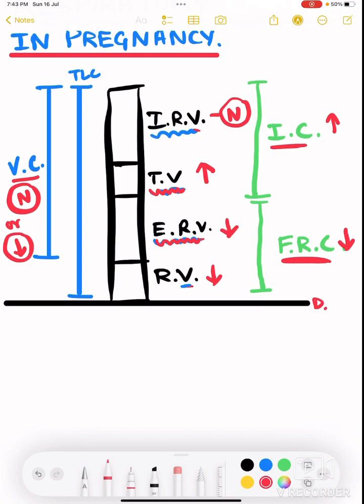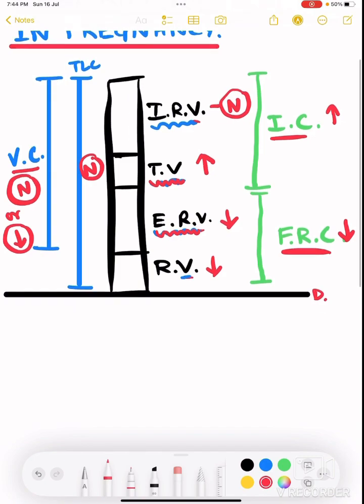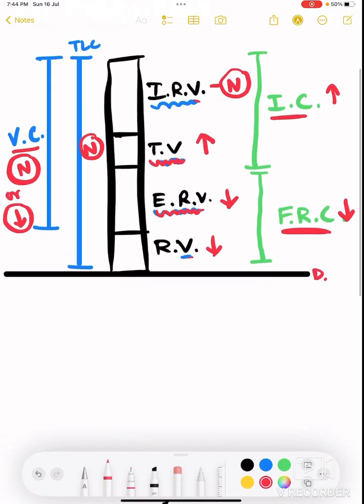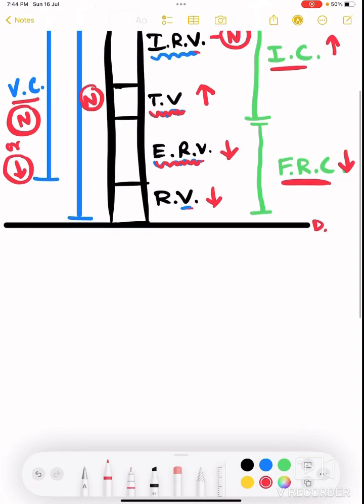Right, now coming to the total lung capacity. Again, total lung capacity will be normal. You have to remember the total lung capacity will be normal. So it is a very important thing. Now there are a few more things that you need to remember.